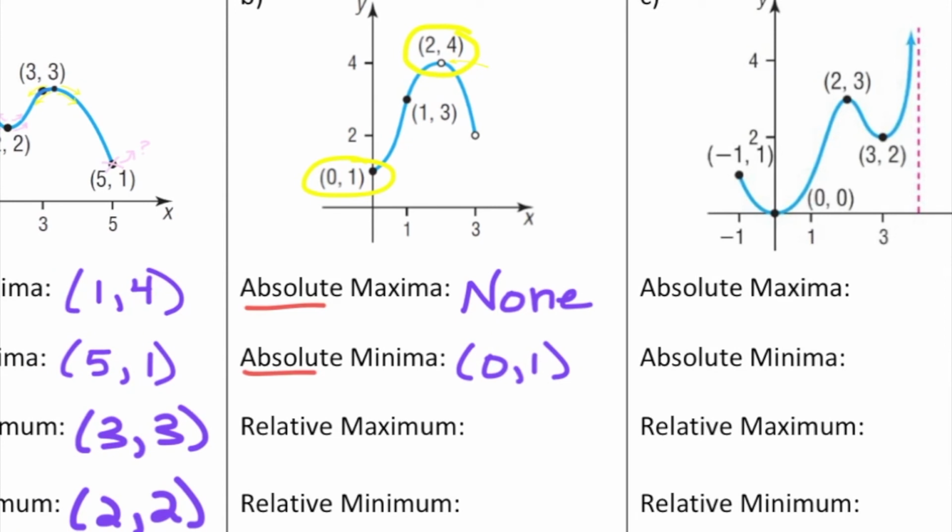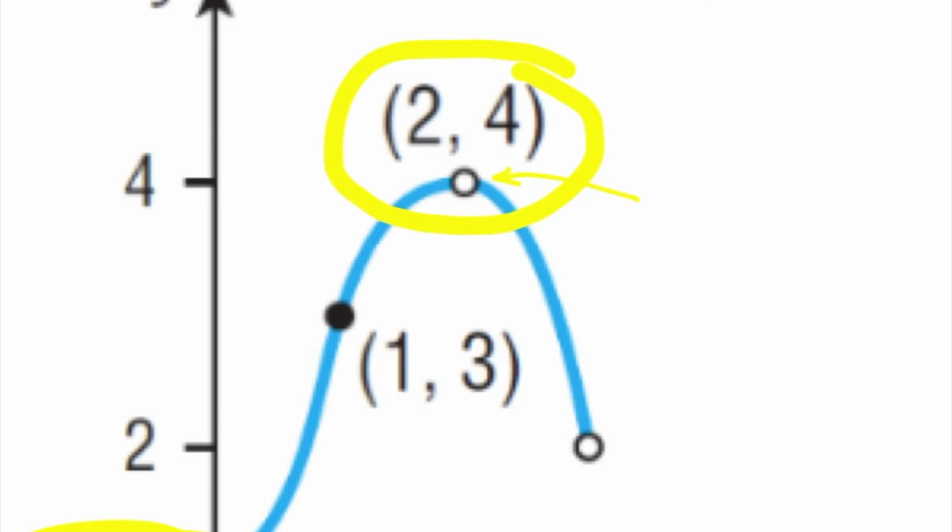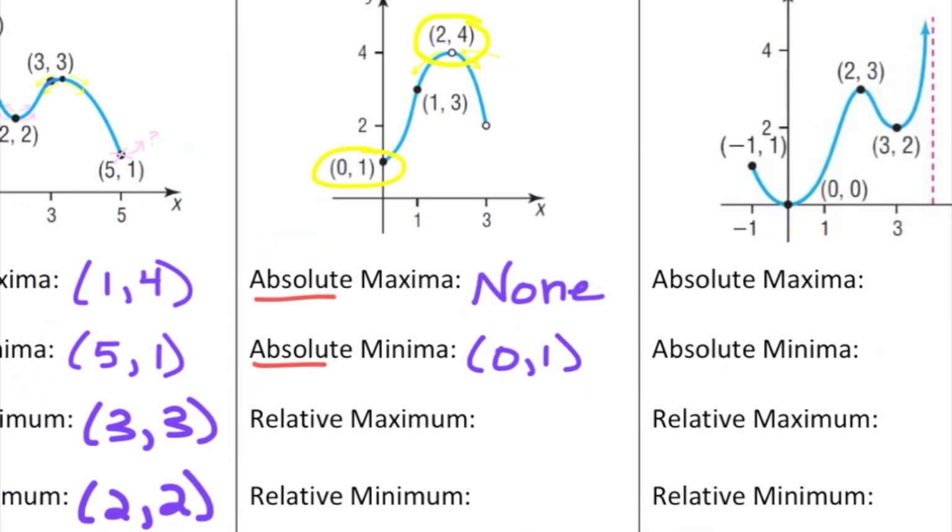And so your answer here is going to be none or NA. And the same thing with the relative, there are no points. There's no point there that has lower points to the left and to the right. If 2, 4 were not an open circle, then it would be a relative maximum. But because the only thing missing is the point that you want to be the relative maximum, it isn't. And therefore, your answer here is also going to be none.